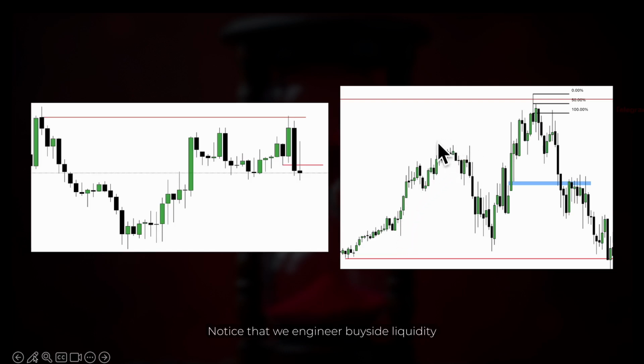Notice that we engineer buy-side liquidity right here, and we then see the market drop towards the downside. Notice that more relatively weak lows are being created, and the market then runs up higher, drawing towards the low of that bearish rejection block. Notice that the market is in a rush to reprice higher.